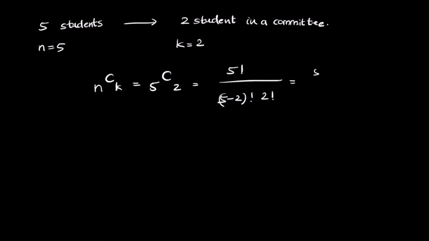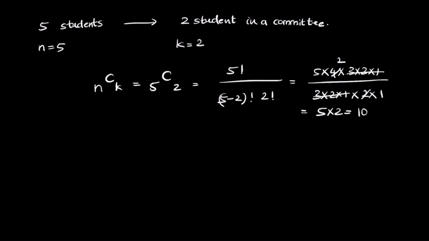That becomes 5 times 4 times 3 times 2 times 1 over 3 factorial, which is 3 times 2 times 1, times 2 factorial, which is 2 times 1. So 3 times 2 times 1 cancels with 3 times 2 times 1, leaving 5 times 2, which is 10. So there are 10 combinations.